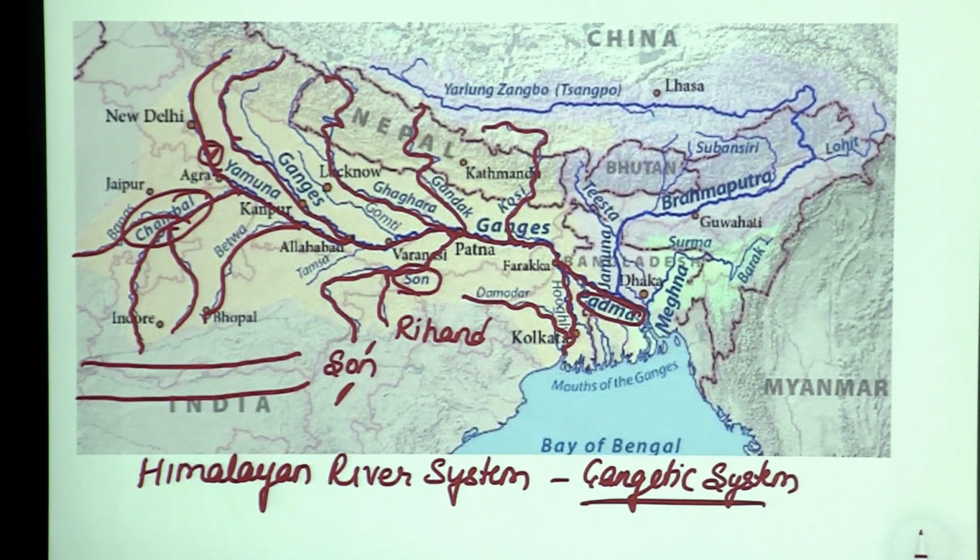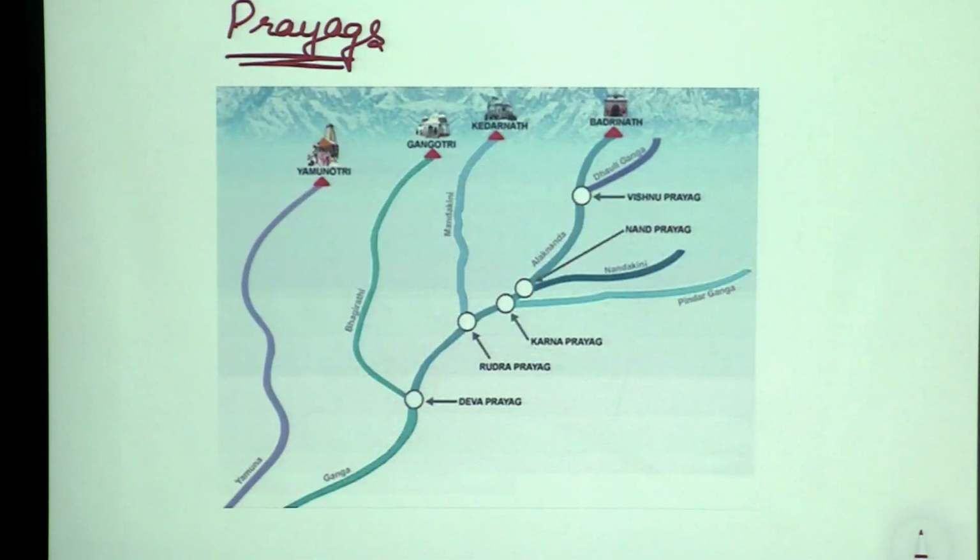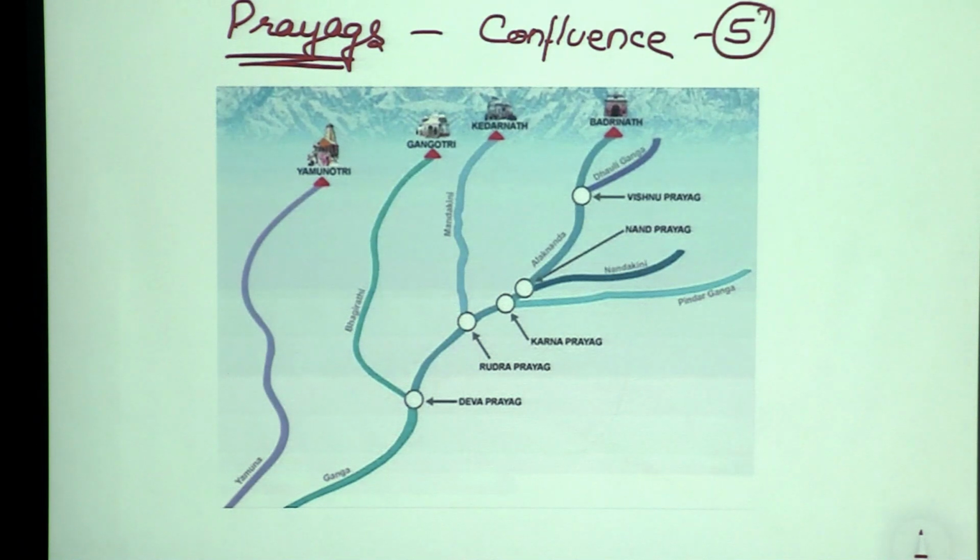Before I take you to any other details, let me just add, because once it comes to the Gangetic river system, one important thing follows, and what is that? Prayags. I want you to notice Prayags as the points of confluence, and 5 of these confluences are confined in the state of Uttarakhand. And now which are they? Zooming in.